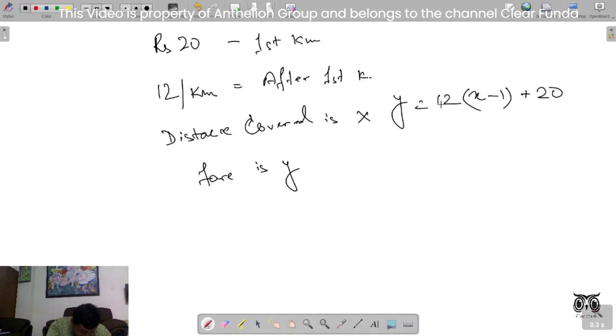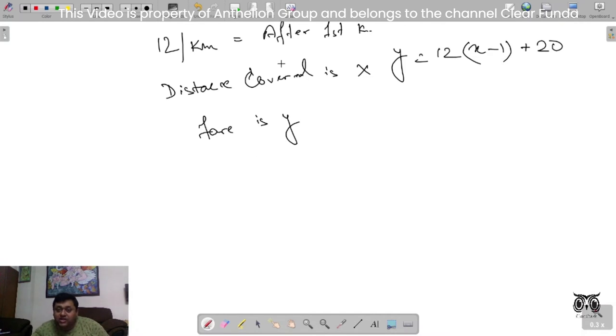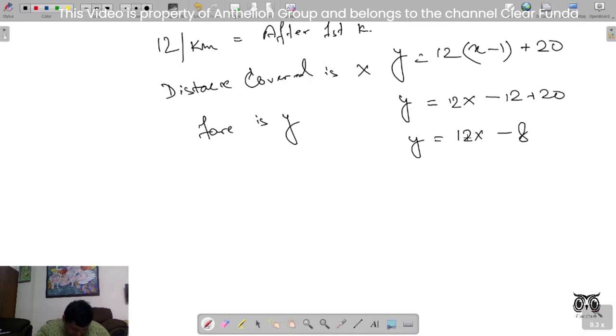Okay, now if you actually draw the graph of this particular thing, you have to be very clear about it. So what is the actual graph that is coming? So this is 12x minus 12 plus 20 equals y. So this is 12x plus 8 equals y. Sorry, not minus, this is plus.